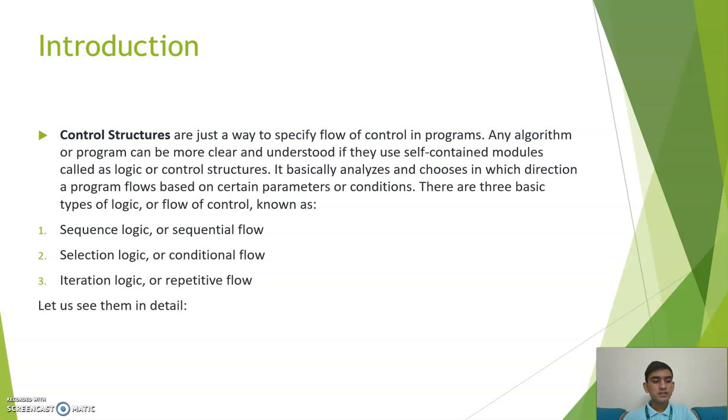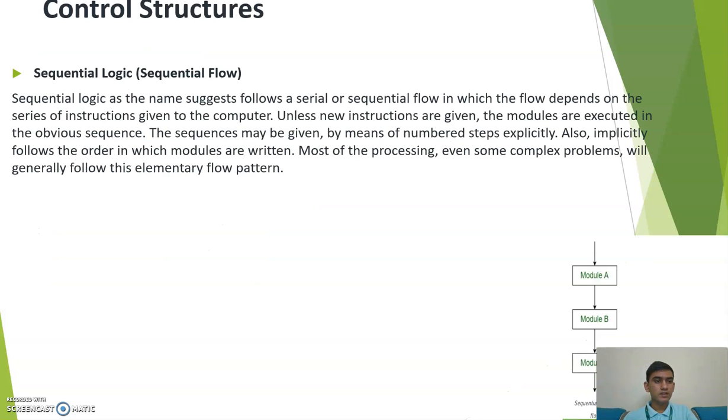There are three basic types of logics or flow or control known as sequence logic or sequential flow, selection logic or conditional flow, and iteration logic or repetition flow. So let us see them in detail.